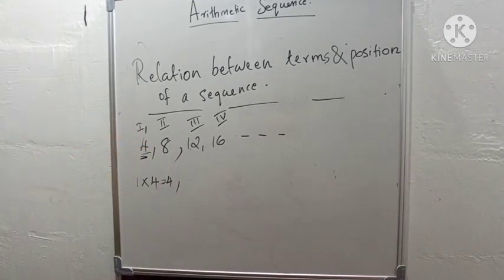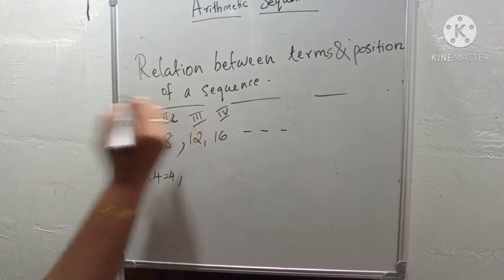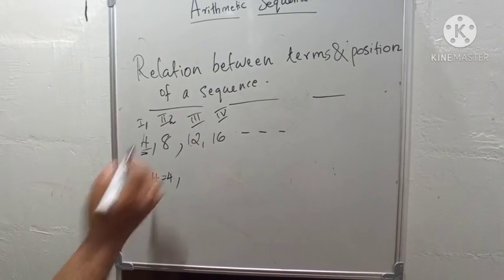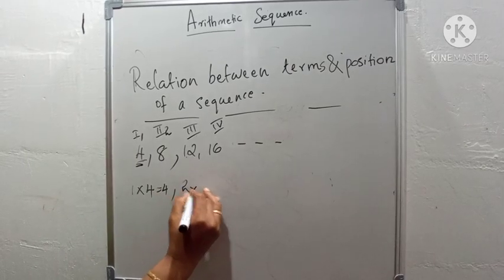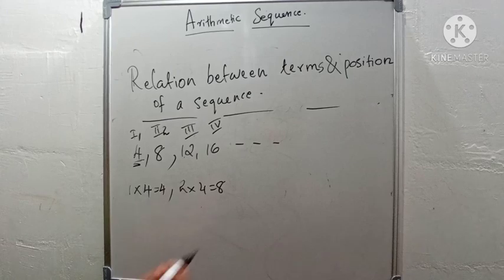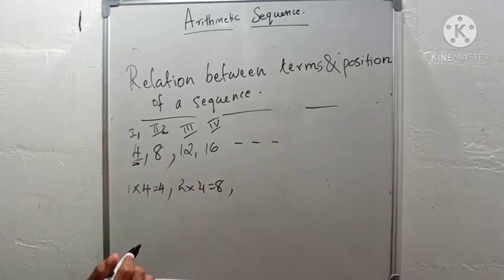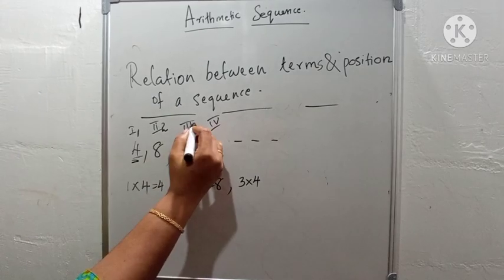Then what about the next number? The next number is 8. And what about its position? Its position is 2. Then what is the relation between 2 and 8? Yes, 2 into 4 is 8. Okay, the next number is 12. 12 is 3 into 4. Right? That is the third.